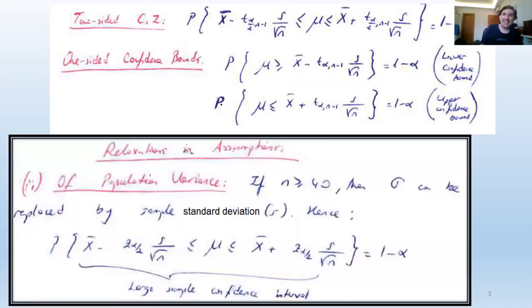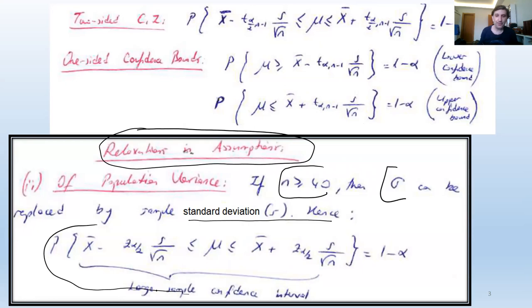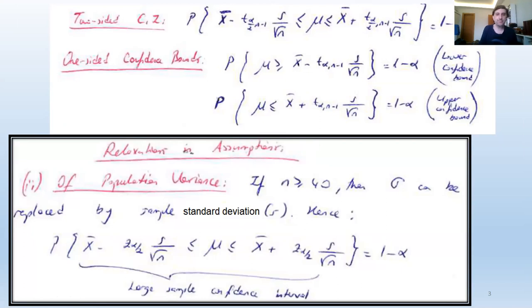Now, let's remember what we did in the relaxations of assumptions. I mentioned that a couple of times during this presentation. I said that if n is greater than 40, then sigma can be replaced by the sample standard deviation. Let's call this the large sample confidence interval. Let's combine what is being said here with what is being said in this equation. This says that if n is greater than 40, but what about these things that I'm talking about? This says nothing about n.